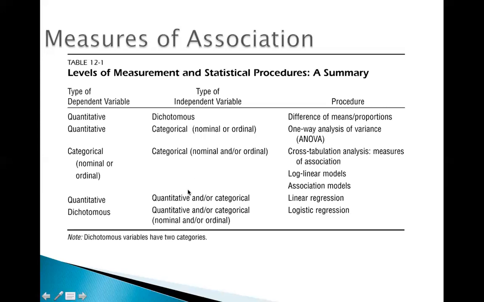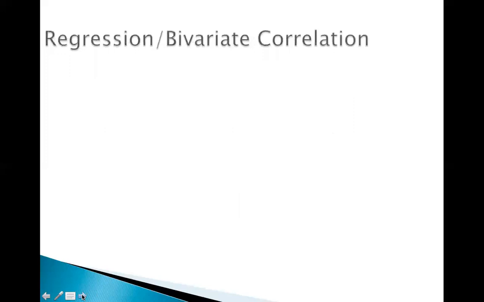One thing I do want to point out is that when we're talking about regression, it's most important to look at the level of measurement of the dependent variable. We can include independent variables in our analysis that are categorical, meaning just nominal level data as well. And I'm going to show you how we do that next week as well.